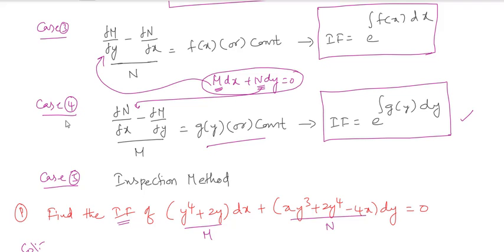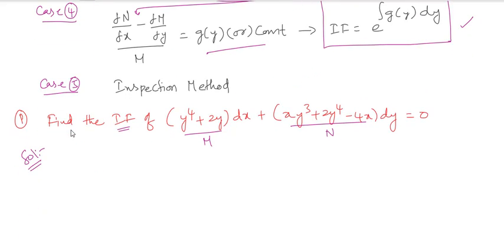So what will you get here? First, let me calculate ∂M/∂y. What is ∂M/∂y? ∂M/∂y is 4y³ + 2. Then ∂M/∂x. What is ∂M/∂x? ∂M/∂x is y³ − 4.